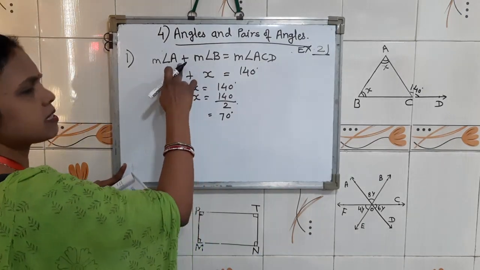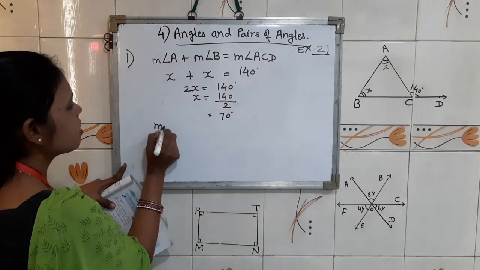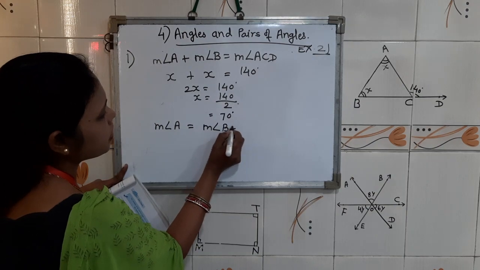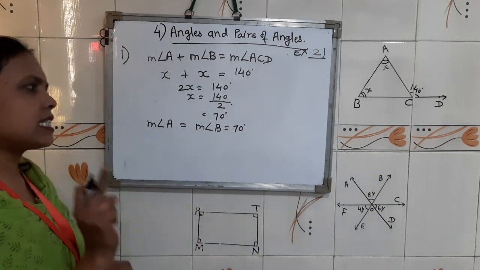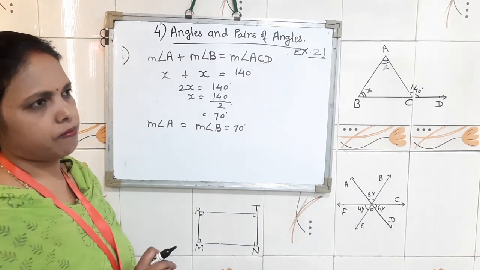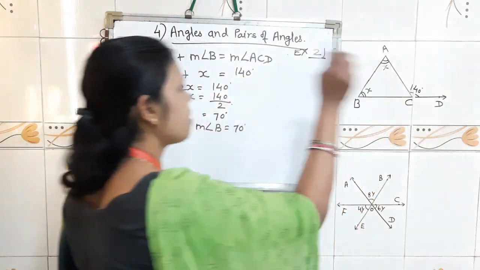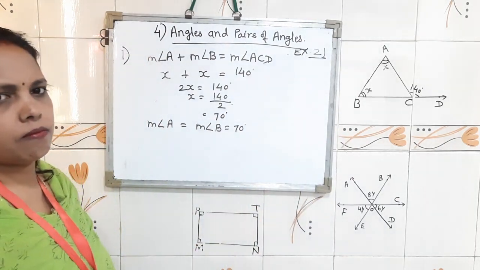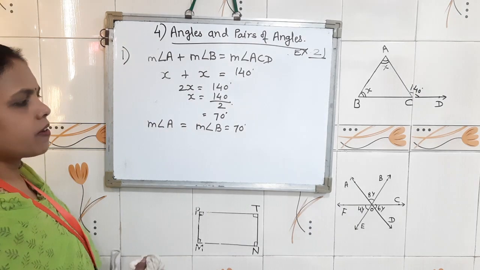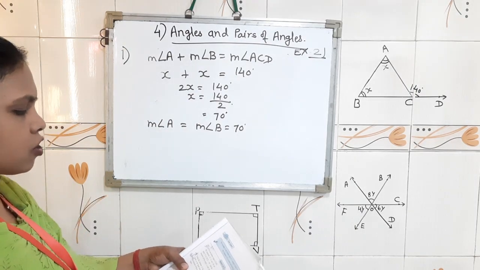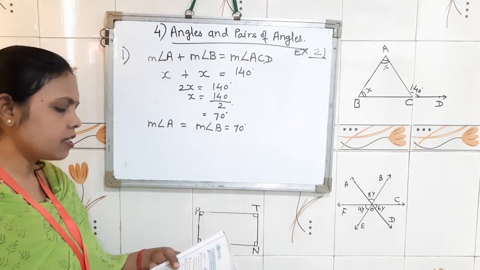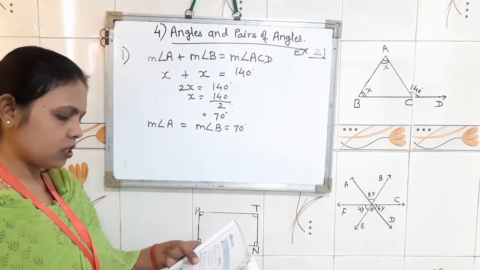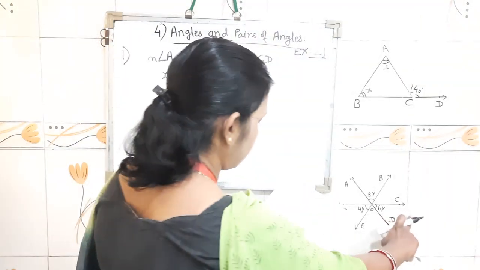What is our X? That is measurement of angle A. Write down measurement of angle A equal to measurement of angle B equal to 70 degrees. Means each angle is 70 degrees. I hope the diagram plus solved sum both you understood properly. Now, our next question, that is question number 2. Here, children, using the measures of the angles given in the figure alongside, find the measure of the remaining angles.